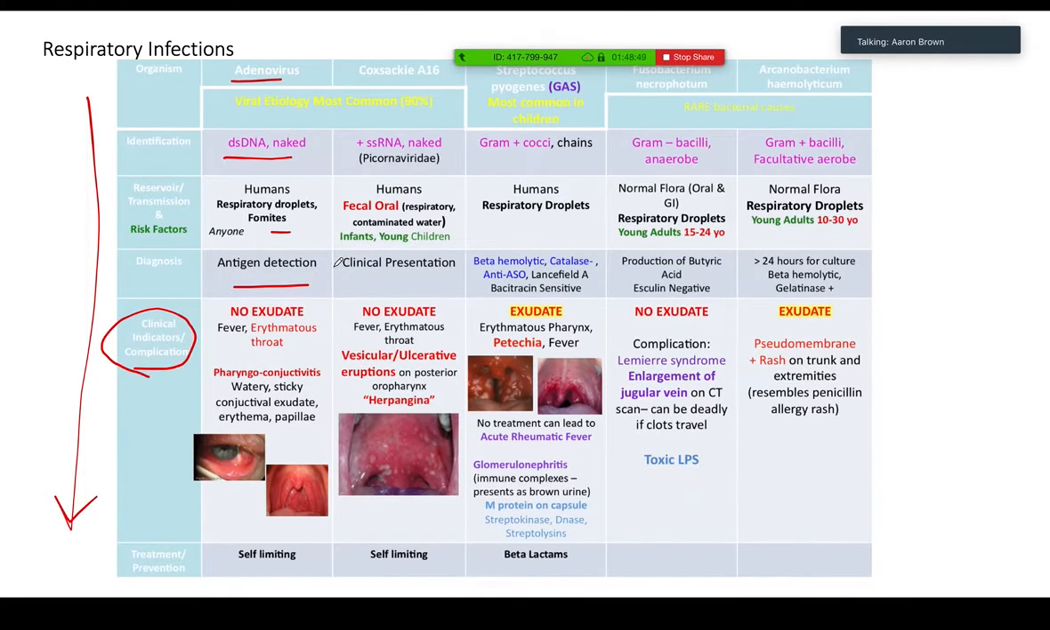So let's look at some of our most common, our usual suspects here. In terms of our viral etiologies, the load is going to be carried by adenovirus as well as Coxsackie virus. Adenovirus is probably more common than anything else. Adenovirus is a double-stranded DNA virus. It is naked DNA. So what do we mean, generally, when we say something is double-stranded DNA? What is the relevance of that?